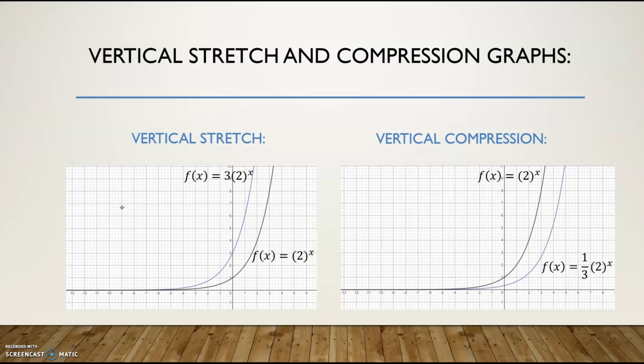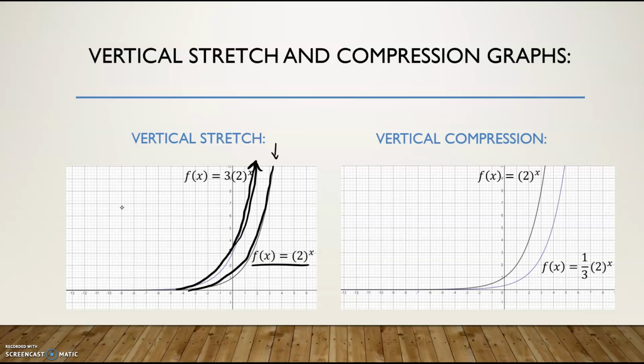So let's look at vertical stretch and compression. Let's look at their graphs. Okay, so we have this function right here. That is 2 raised to x. And then we have this function right here. That is 3 times 2 raised to x. So notice how the a is bigger than 1, so we have vertical stretch. So it's like you picked this function up towards the positive y values going up to infinity, and so it stretched it, so we're going up faster for the y values.